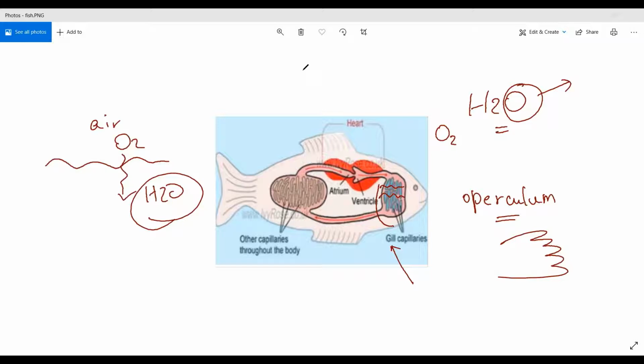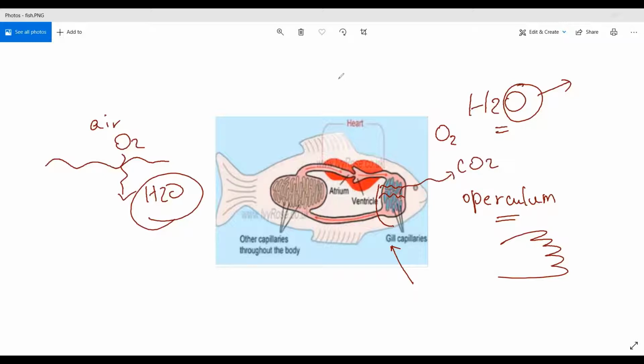Now oxygen is going to pass with blood to all parts of the fish where metabolism happens, and of course the cells are going to take the oxygen and release carbon dioxide. Carbon dioxide will pass with blood through the heart. This is the heart of the fish. And then carbon dioxide will be carried again to the gills, so there is excretion.